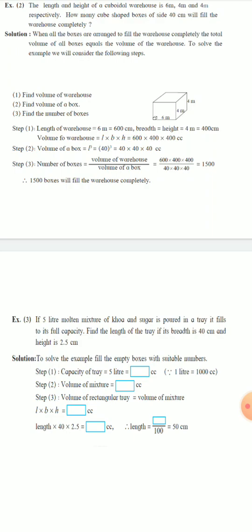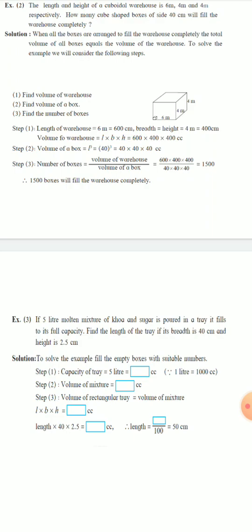So your answer is 50 centimeters. So finally, length of the tray is 50 centimeters. So basically, the dimensions of the tray are 50 centimeters length, 40 centimeters breadth, and height is 2.5 centimeters. So this is all about this.